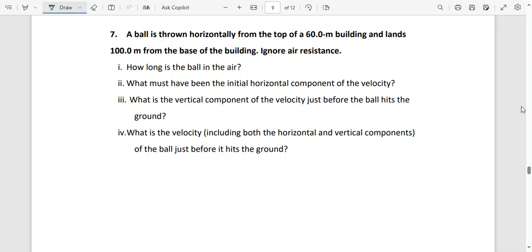A ball is thrown horizontally from the top of a 60-meter building and lands 100 meters from the base of the building. Ignore air resistance. So remember, this ball has been thrown horizontally from the top of a 60 meters building. So that's the height. Horizontally meaning that you throw it like this.